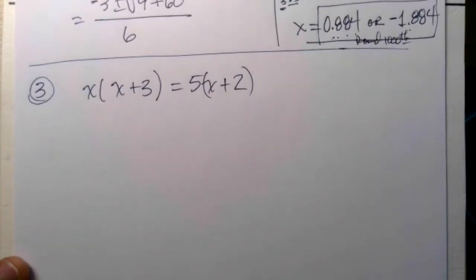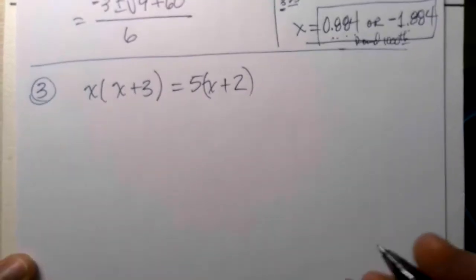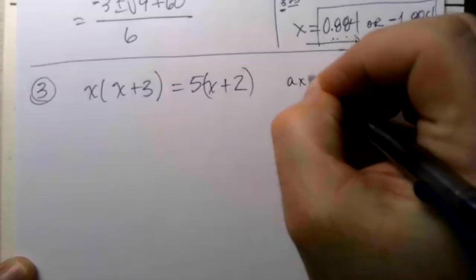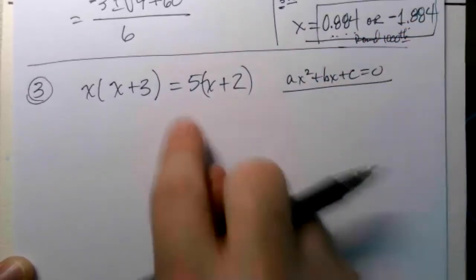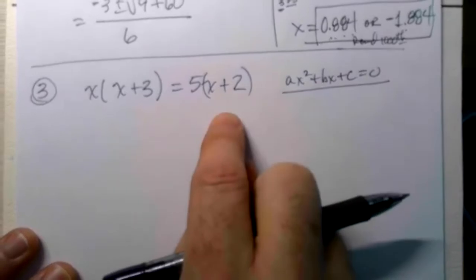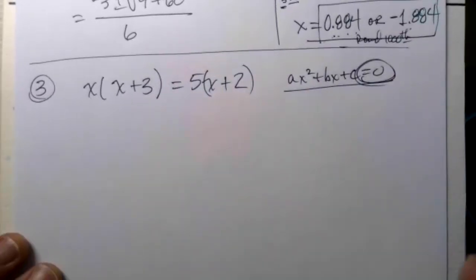I do see an x squared. I don't know if you see it yet, but I do see an x times x there. Now remember, I want this to look like ax squared plus bx plus c equals 0. This does not. So I need to multiply some stuff out, and I need that equals 0, so that means everything needs to be on the left side.